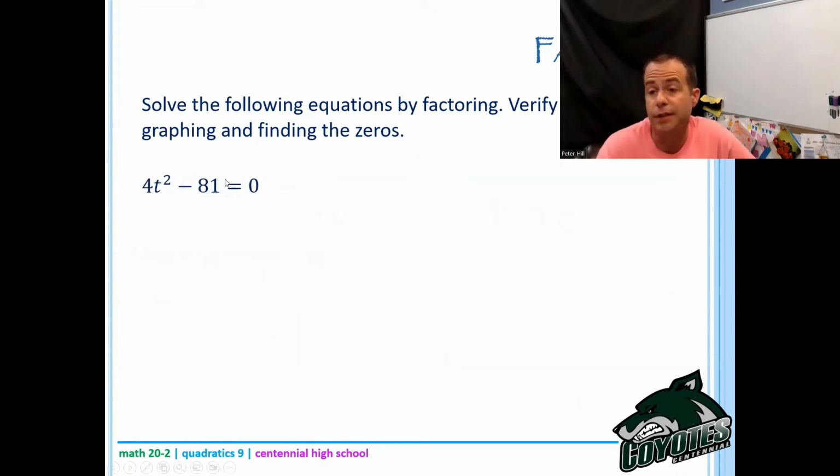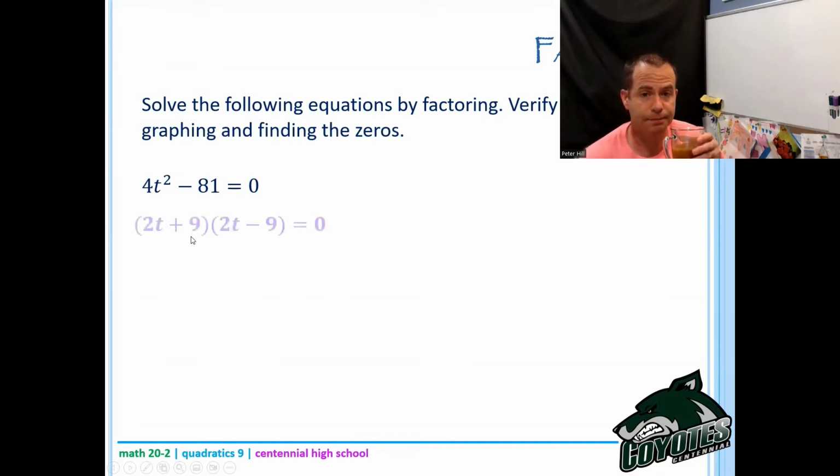Okay, 4t squared minus 81. Now this one's a little different because there's only 2 terms. Don't forget the equal 0. I didn't say equal 0. You always have to have an equal 0 there, okay? I see this as a difference of squares, okay? So I can see that this factors as a squared minus b squared equals a plus b, a minus b. Okay, do you remember that property? So the square root of 4t squared would be 2t, and the square root of 81 would be 9. So I'll have 2t plus 9 and 2t minus 9.